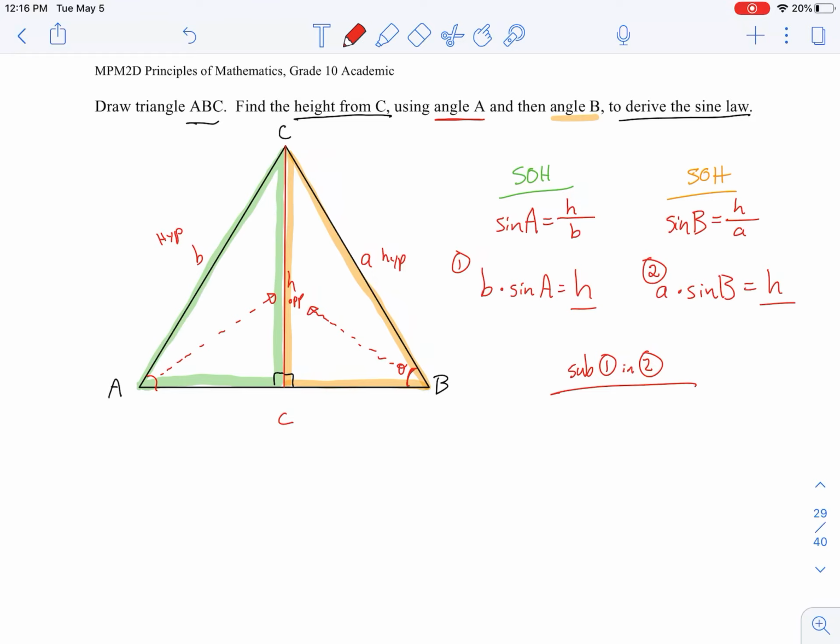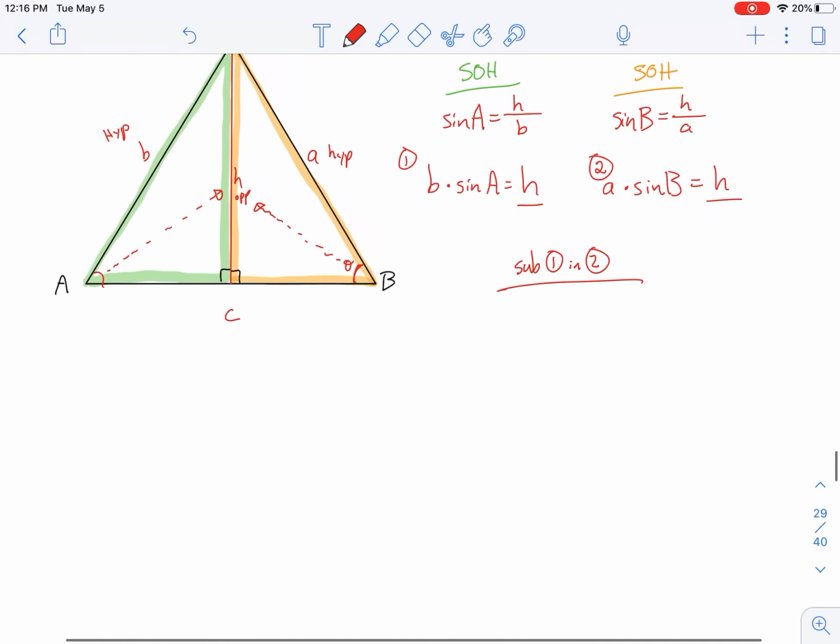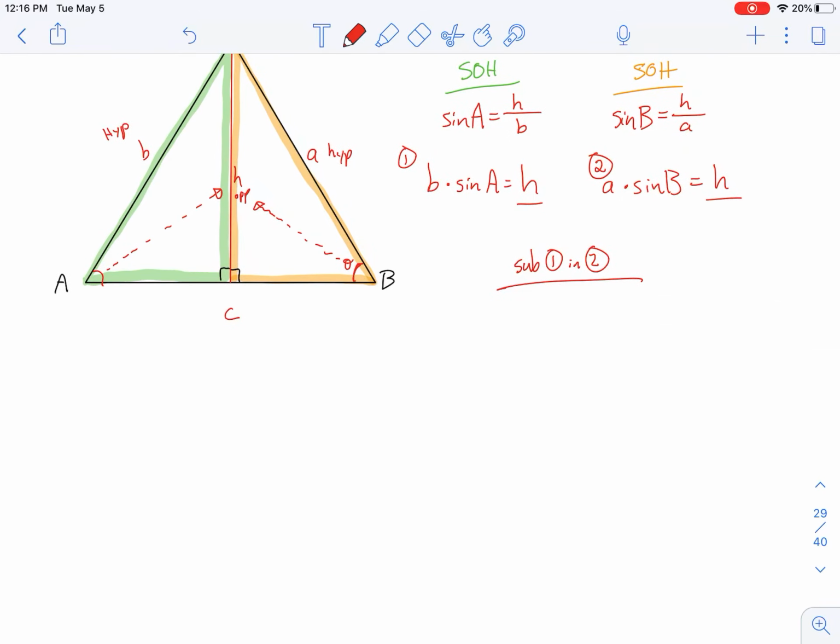So I'm going to set those two equations equal to each other. And I'm going to see if I can solve for anything else. So B times sine of angle A, make sure you get your capitals and lower cases correct, is equal to h. But I'm going to replace h with equation number 2, A times sine of angle B. Make sure that's capital there. And this is the basis of sine law.